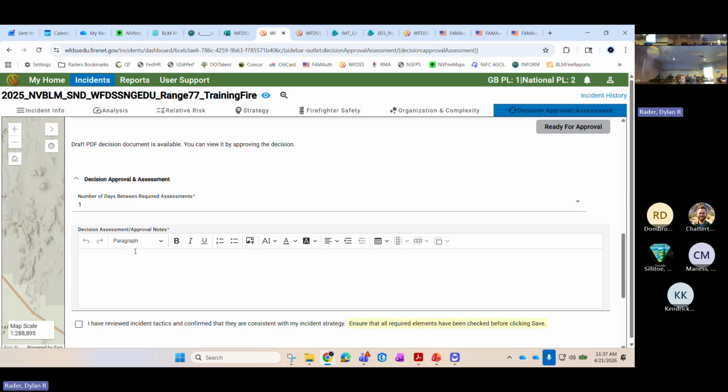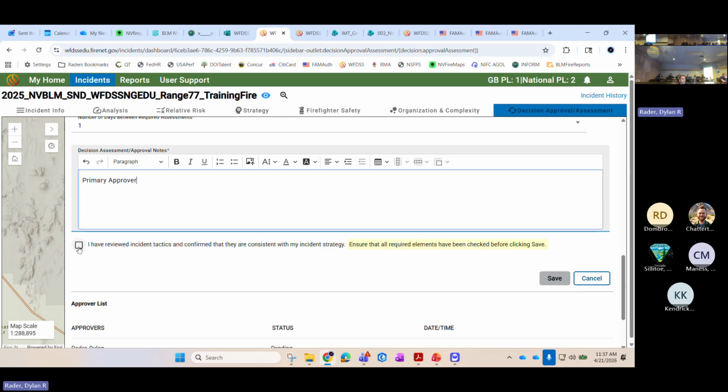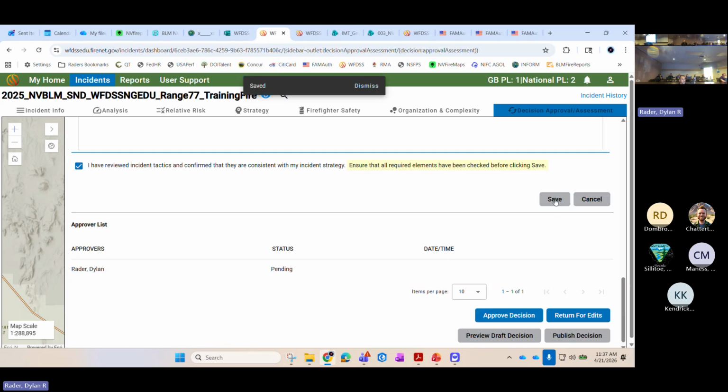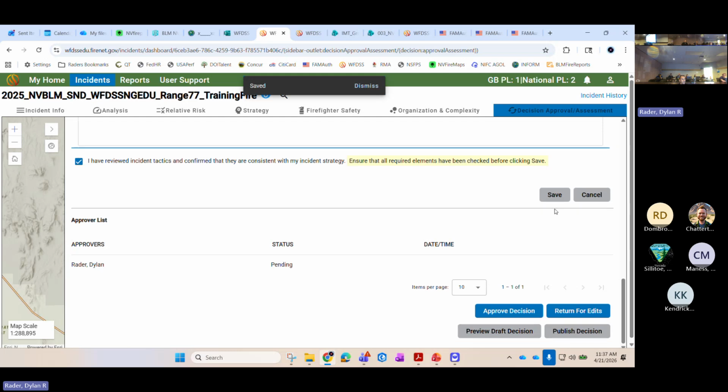So if I want to view the draft PDF, I go in here: decision, assessment, approval, notes, primary approver. The approver is also checking off, "I have reviewed incident tactics and confirmed that they are consistent with my incident strategy. Ensure that all required elements have been checked before clicking save." That's that same list that I'm going back and forth and checking, so I know that everything is saved. I hit save. If I didn't want to hit save, I could return for edits right here.